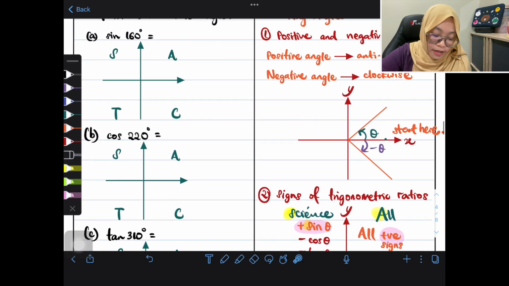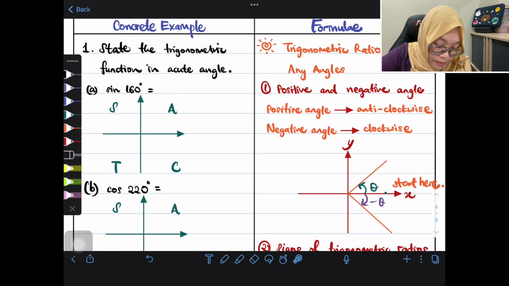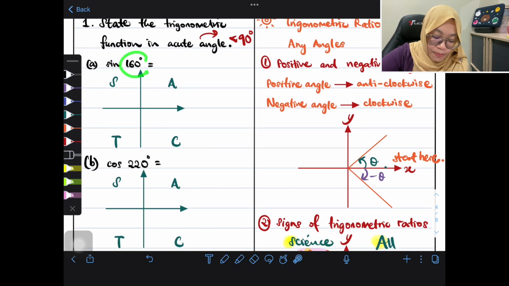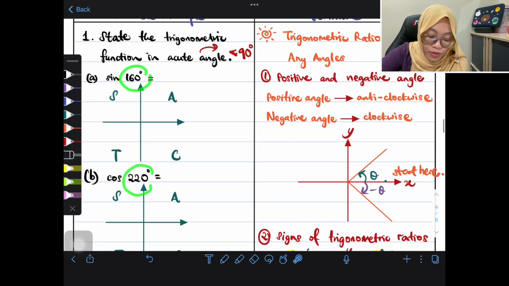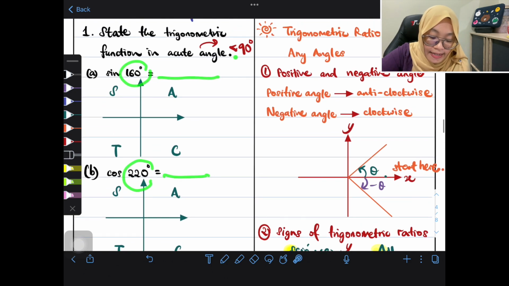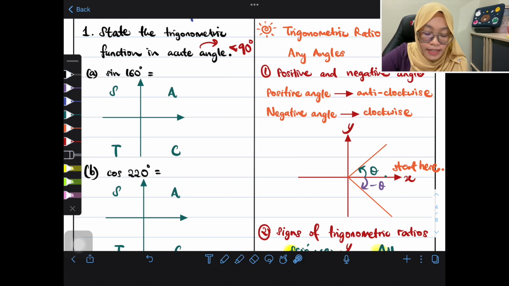Okay, now let's start with the first example. The first example here: state the trigonometric function in acute angle. Okay, in acute angle. Dia minta acute angle. Acute angle maksudnya adalah less than 90 degree. Itu maksudnya acute angle. So all of the questions here is bigger than 90. So sekarang ni, without using calculator we can find something less than 90 degree, and we got the value. You know how easy is that?